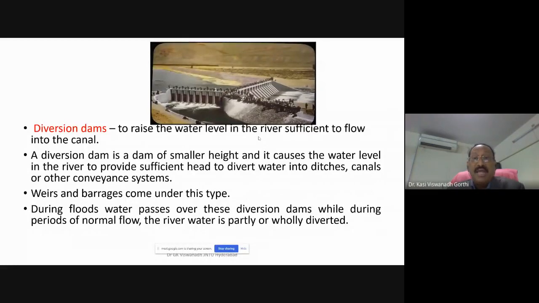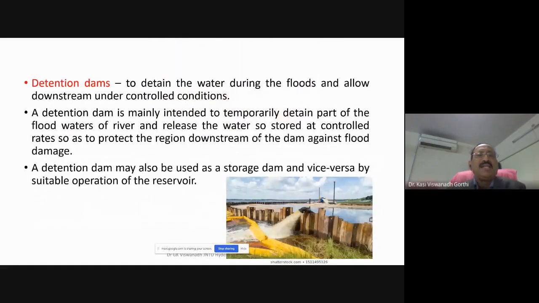When the diversion dam is constructed, in the normal period of flow, whatever water comes into the reservoir will be allowed to flow to the downstream portion. When the water level rises, the water enters into the canals and the water will be supplied. When more water is coming, that water is allowed to flow over the structure and reaches the downstream portion. Thereby, the dam will safeguard the upstream portion without any problem of submergence.